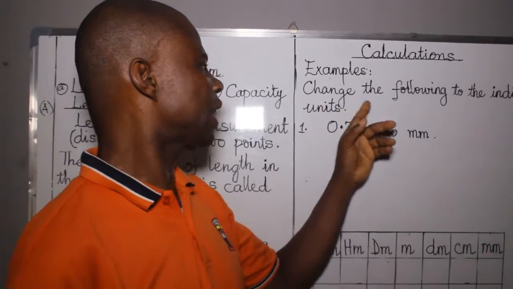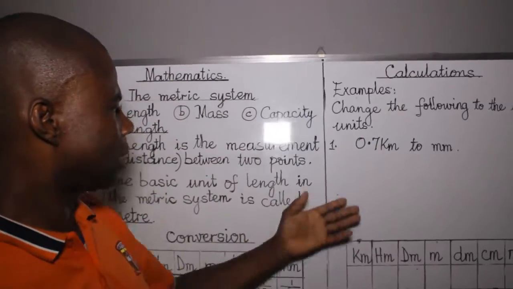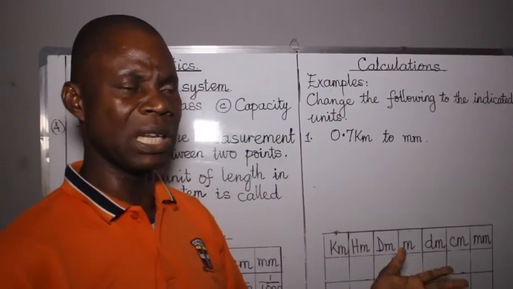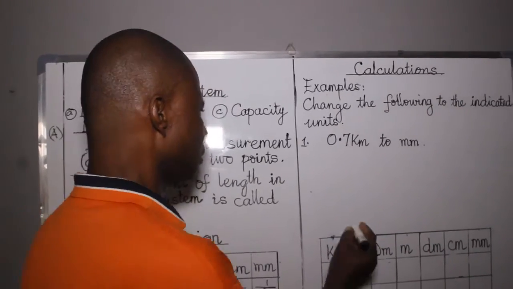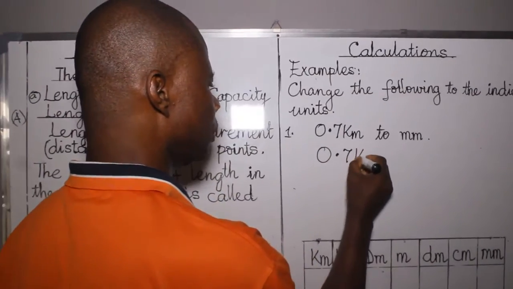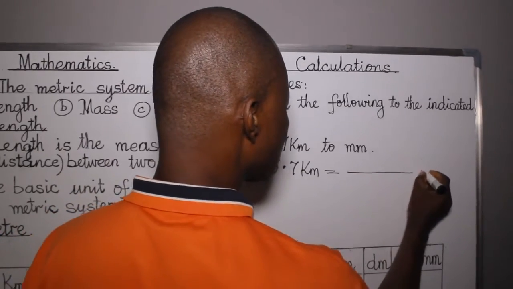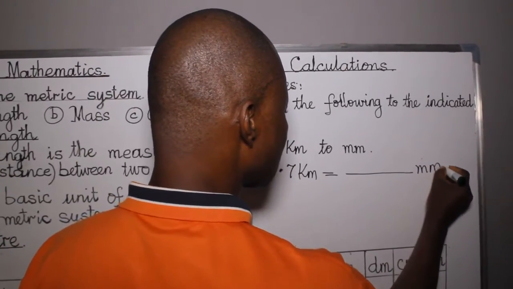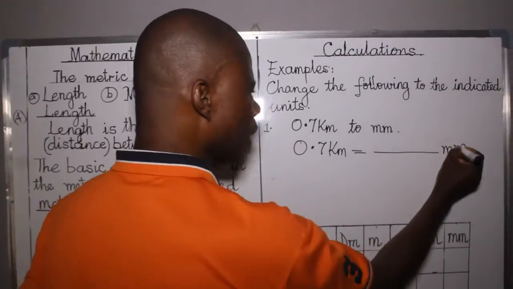The instructions say change the following to the indicated units. Number 1, 0.7 kilometer to millimeter. What do we do to change this? On the calculation, we have 0.7 kilometers equals dash millimeters, which we don't know. Now, how do we calculate this?